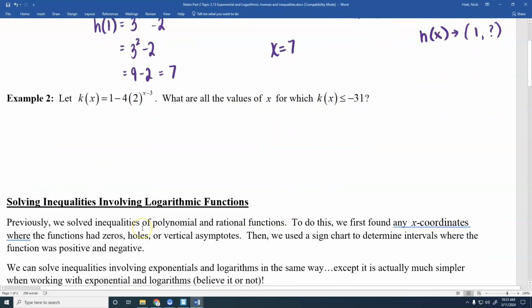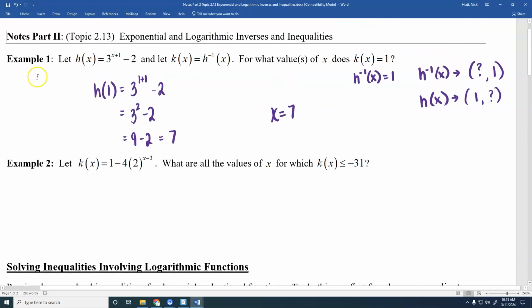All right. So, for example 2, it's a similar type question. This one has nothing to do with inverses, though. They did call it K, which is a little confusing, but this is a separate problem. We don't have the same numbers here. They give us what K is. So K this time is not an inverse at all. They want to know all the values where K of X is less than or equal to negative 31.